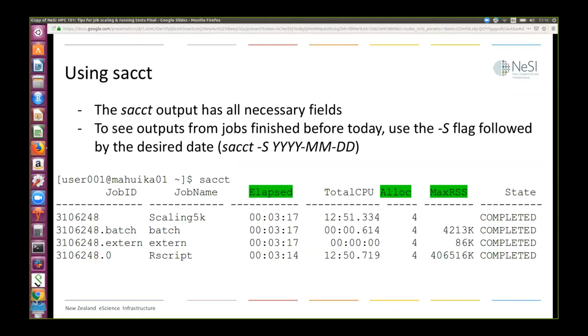You can see from the output here that there are 4 rows. This is because it prints out all the multiple steps of a job. You're concerned mostly about the highest of any of those columns. So the top one for elapsed and alloc, and max RSS will usually be one of the other ones. In this case, we can see that our job ran for 3 minutes and 17 seconds with 4 logical CPUs, and it used about 0.4 gigabytes of memory.